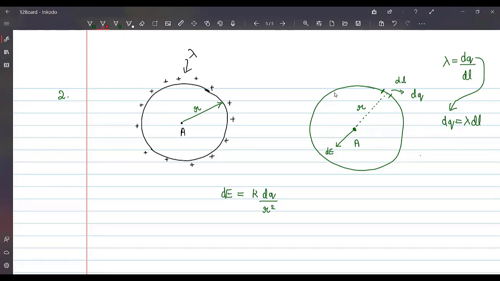Okay, but if I take... Sir, A has no charge. No, A is just a point. We are calculating electric field on it. Point A has no charge. The question is: find electric field at point A. So this dq charge is applying a field in this direction. But if you take your element somewhere else, the direction of dE will change.